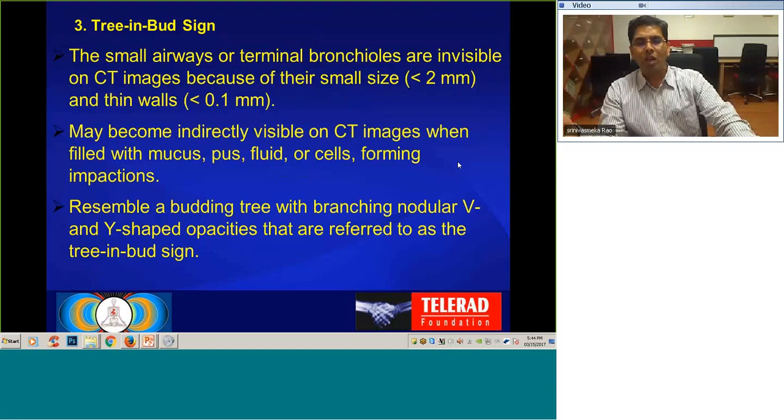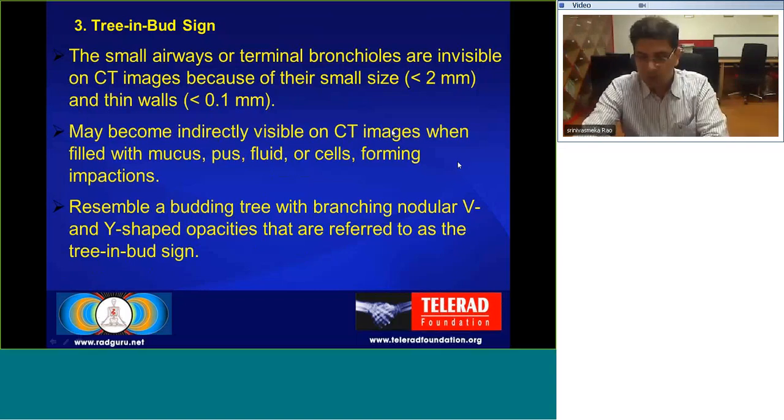We are able to see them because these bronchi are filled with mucus, pus, fluid, and cellular infiltrate, forming impactions. As a result, we start seeing these terminal bronchioles. Hence, this tree in bud appearance name is given. They basically resemble branching nodular V or Y-shaped opacities that are referred to as tree in bud sign.